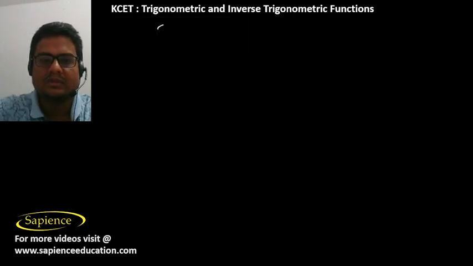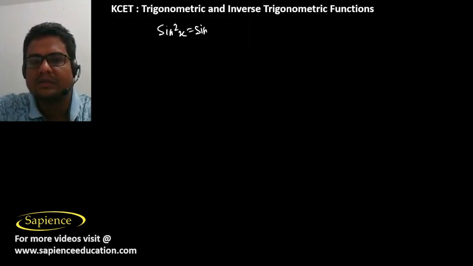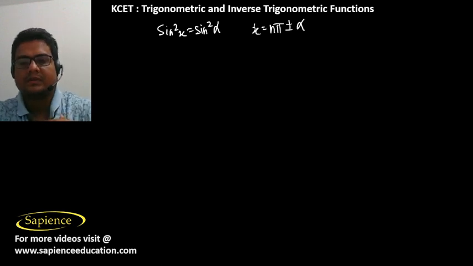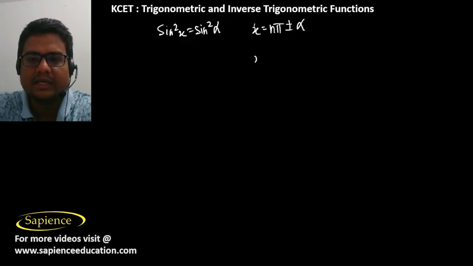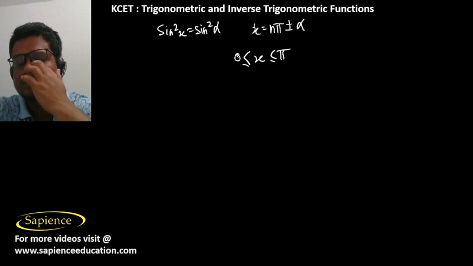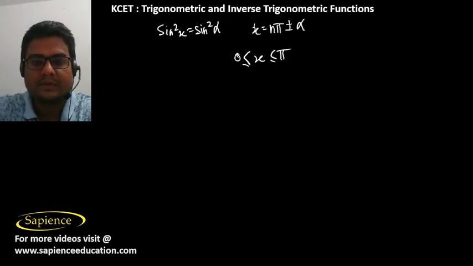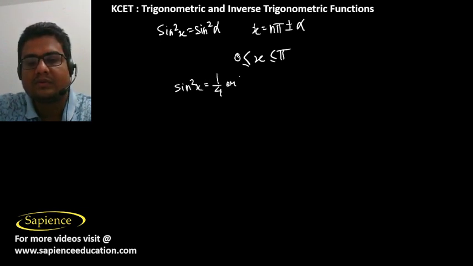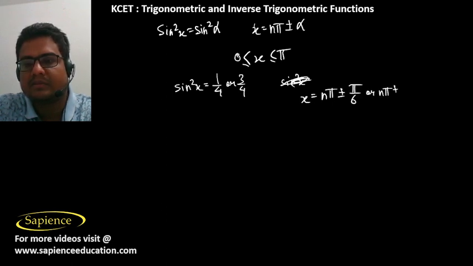So therefore the rule is that if I have sine square x equal to sine square alpha, then the general solution is x equal to n pi plus or minus alpha. So then here it is told x can go from 0 to pi only. So therefore here it is told sine square x can be either equal to 1 by 4 or 3 by 4. It means that x can be equal to n pi plus or minus pi by 6 or n pi plus or minus pi by 3.